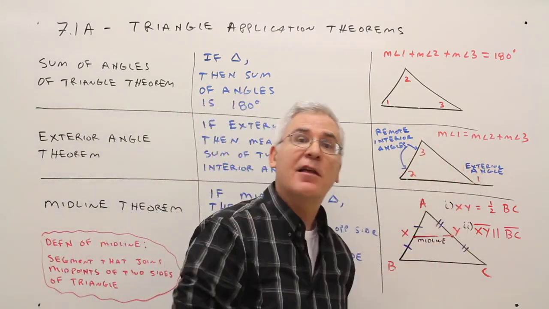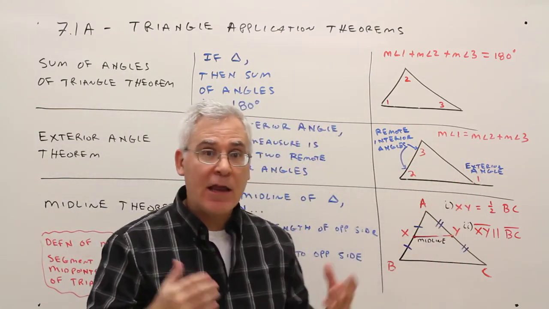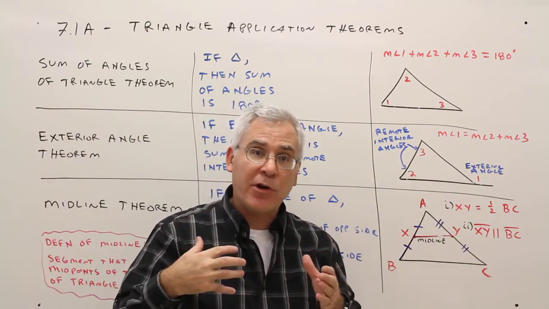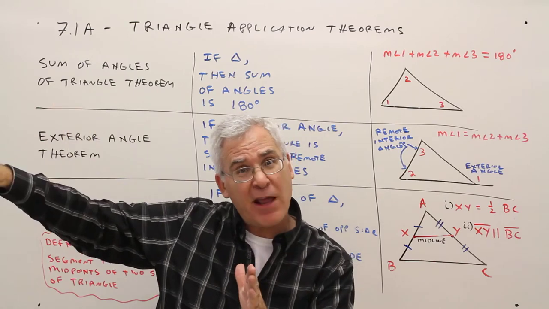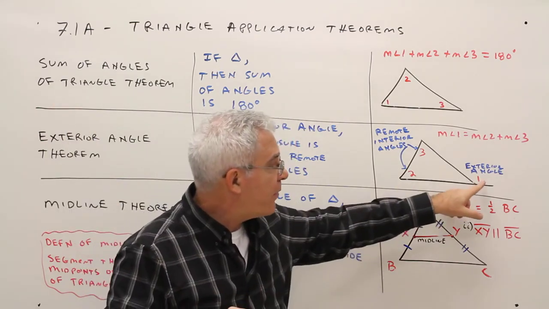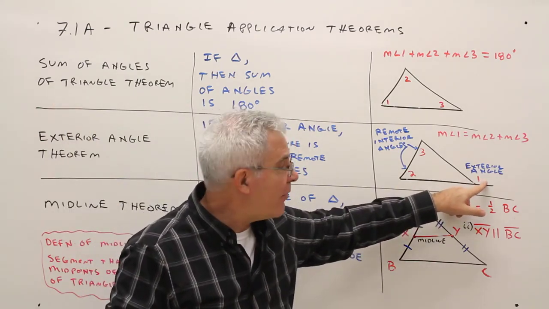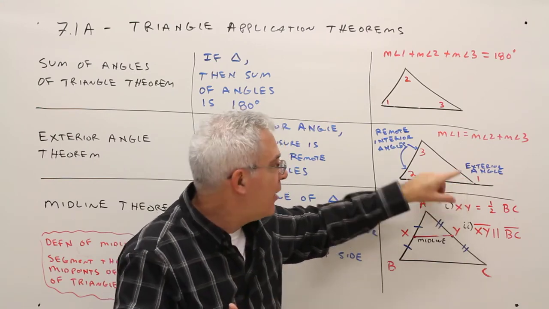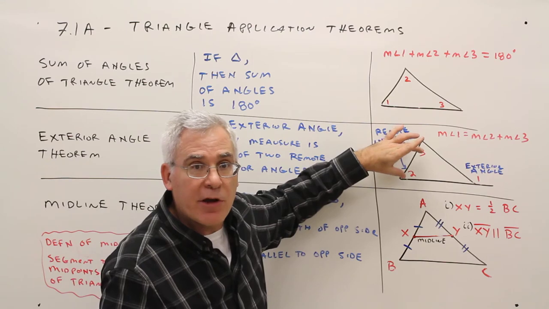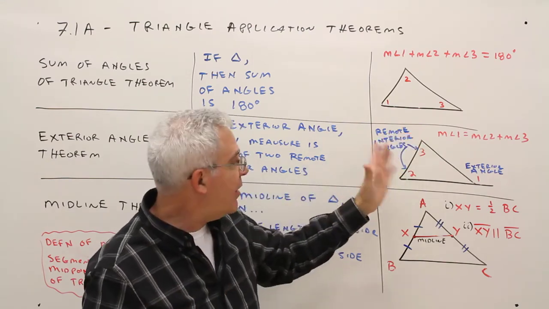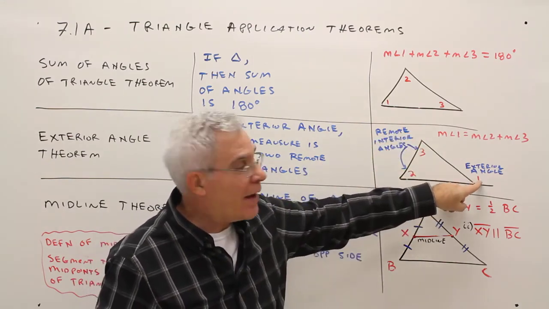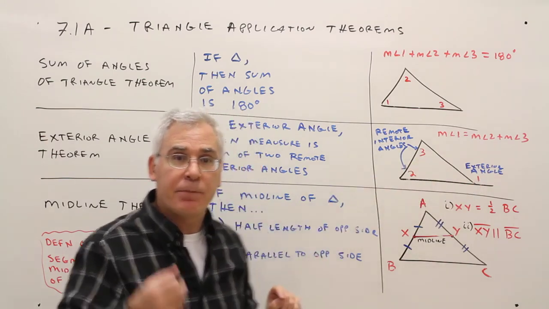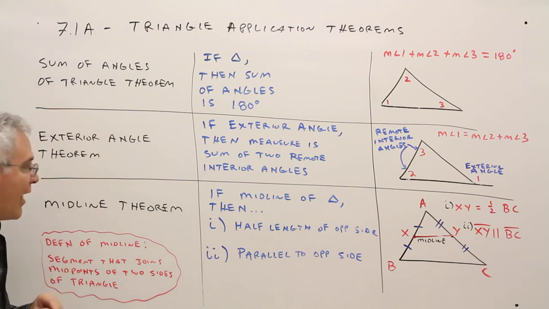Exterior angle is on the outside of the triangle. Interior angles are on the inside. However, remote interior angles are far away in a remote location. So if this is angle 1, the exterior angle, this angle here would actually be called the adjacent angle. These two would be called the remote interior angles. And very simply, in this figure, the measure of angle 1 would equal the sum of the measure of angles 2 and 3. Third theorem, midline theorem.